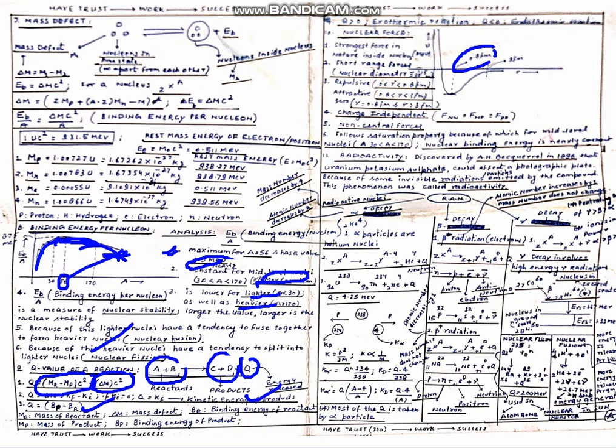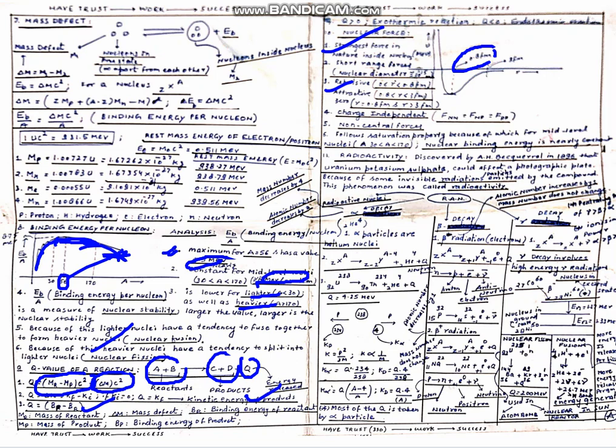The first is that it is the strongest force inside the nucleus. Then, it is repulsive for distance less than 0.8 fm, attractive from 0.8 to 3 fm, and it is 0 for r greater than 3 fm, and obviously 0 at r equal to 0.8 fm.